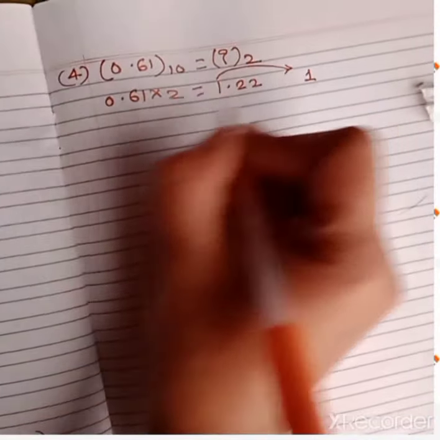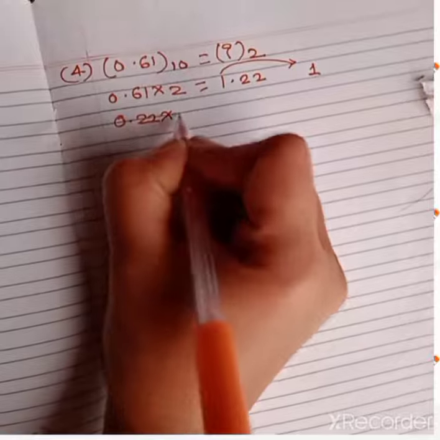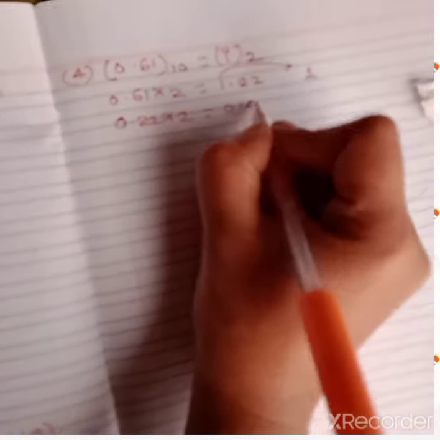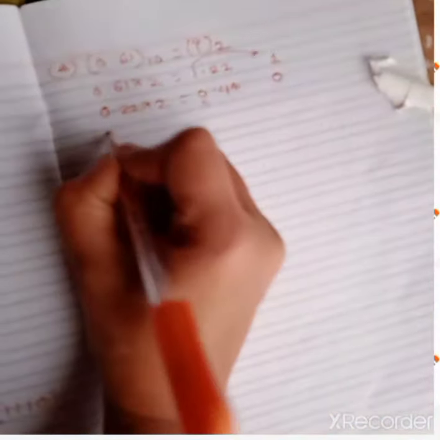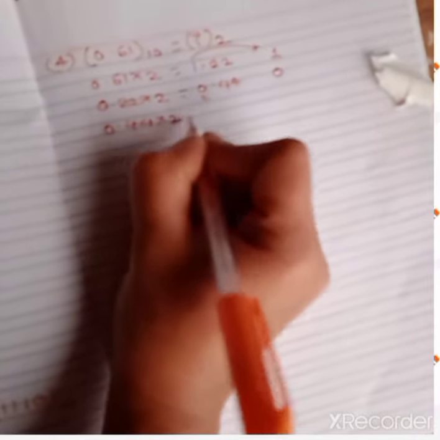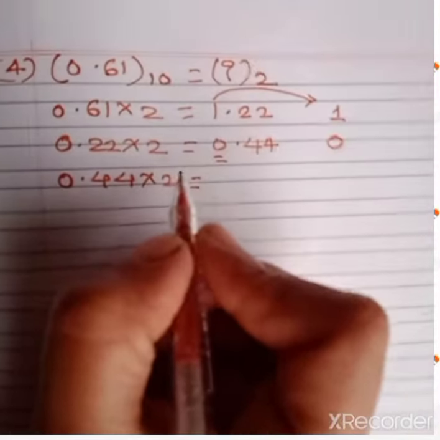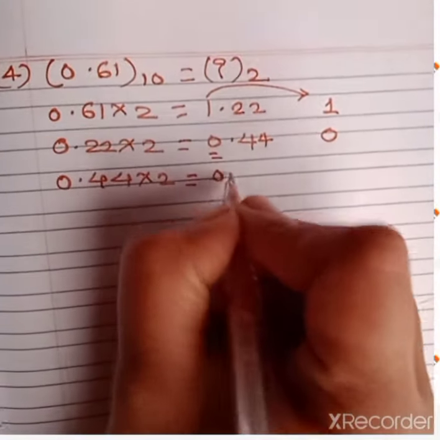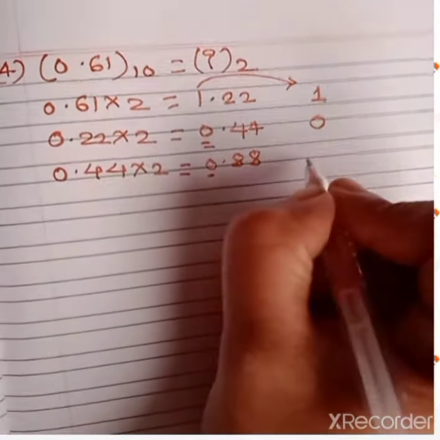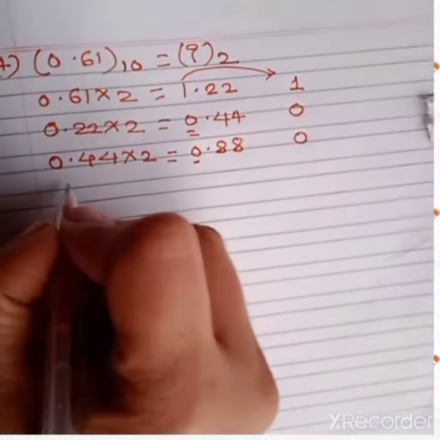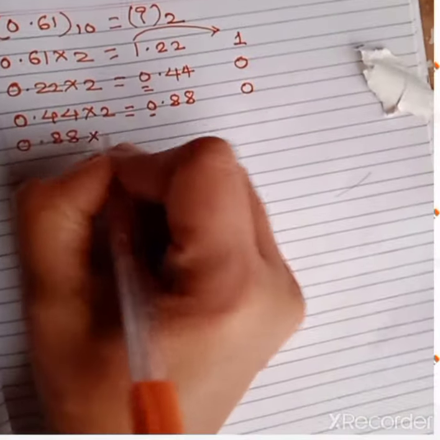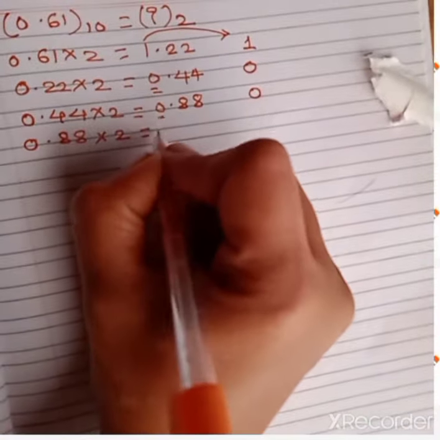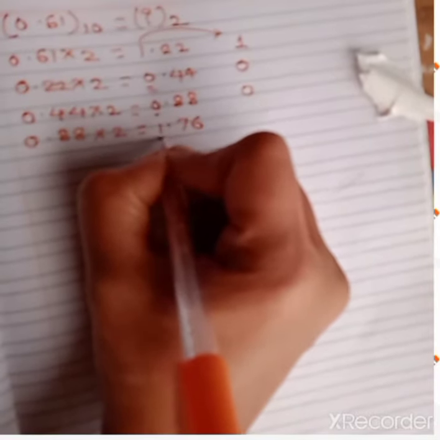Then 0.22 left, 0.22 multiplied by 2, 0.44. Copy this 0 here. Then pick this 0.44 multiplied by 2. Answer is 0.88. Consider this 0 right here. Take this 0.88 here. Again multiplied by 2. The answer is 1.76. Pick this one here.